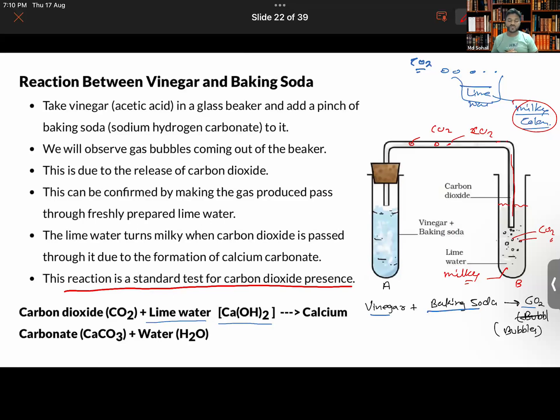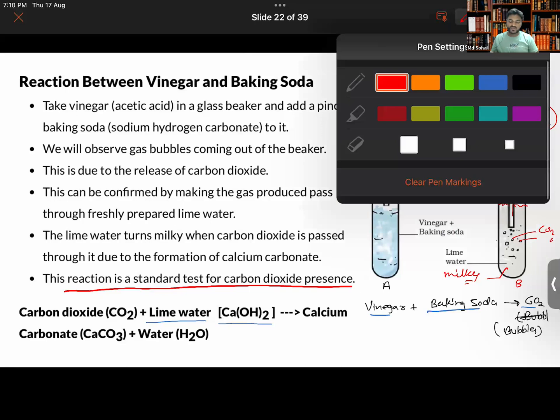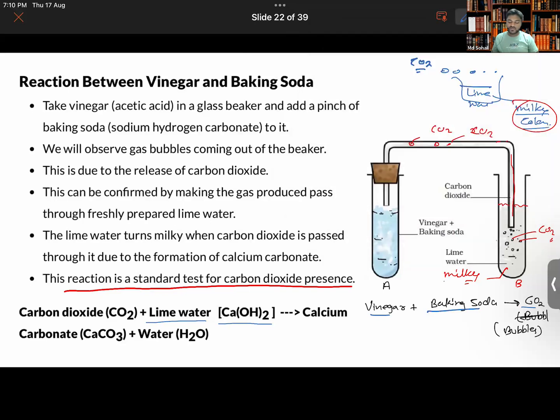Yes, sir. Okay. Now one more question was there: why does this color turn milky? It was because when carbon dioxide was passed over lime water, there was formation of calcium carbonate, CaCO3. And there was formation of some water as well. This calcium carbonate is actually white in color.